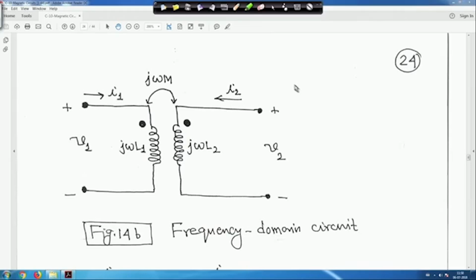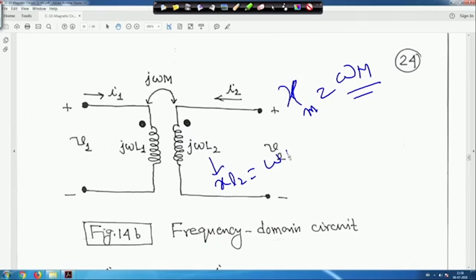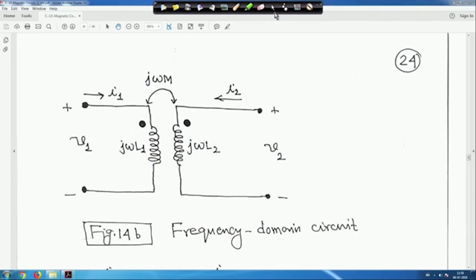So here sometimes we write Xm is equal to omega m. This is your mutual reactance, and XL2 is equal to omega L2, and XL1 is equal to omega L1, the reactance of coil 1 and the reactance of coil 2. The j is there because it is an inductive coil, and this is your mutual reactance, right. So this is in the frequency domain. Here we will solve all the problems in the frequency domain.